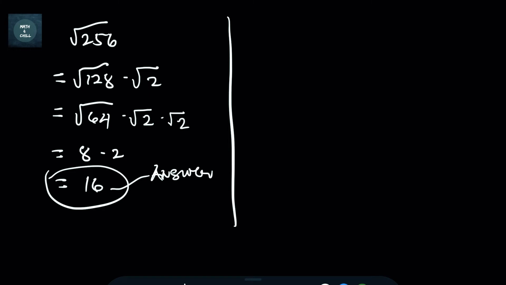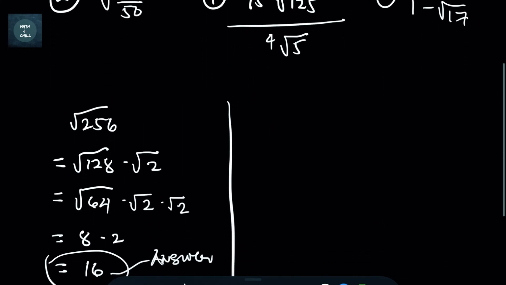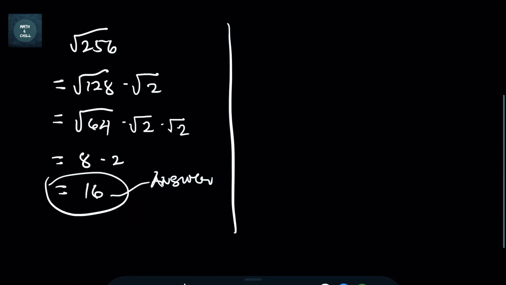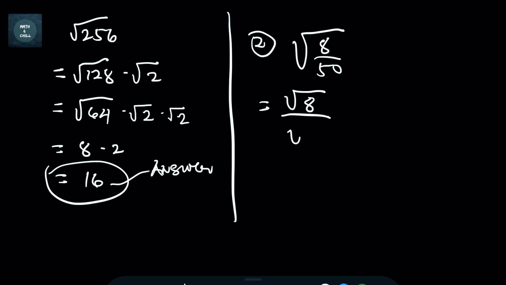Let's continue. What we have here is the square root of 8 over 50. What is the square root of 8 over 50? Use the quotient rule. This can be broken up into the square root of 8 over the square root of 50, right?